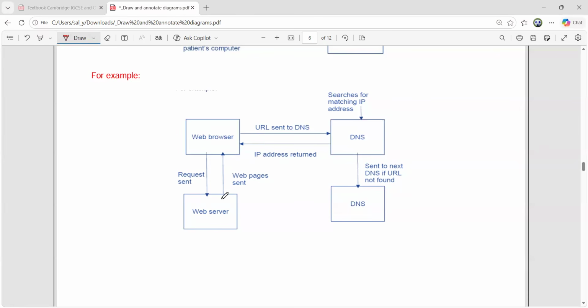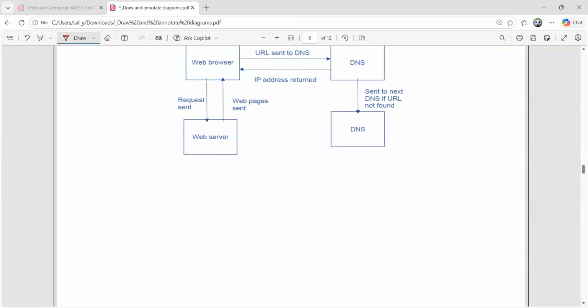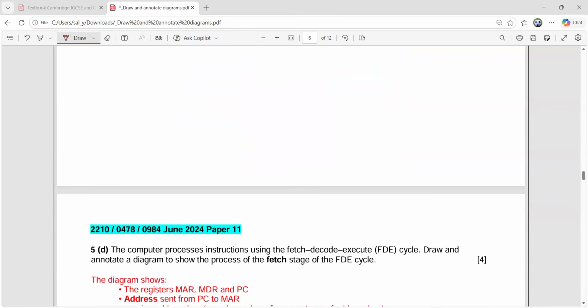Boxes drawn, the right words written, the diagrams drawn properly, the lines drawn properly with the arrows, and your work is done. Any questions till now? Okay. Now moving to the next question.